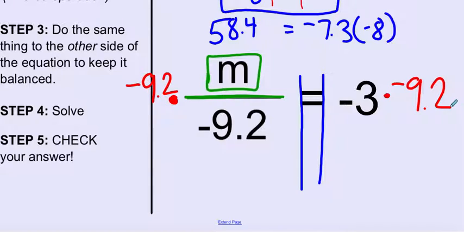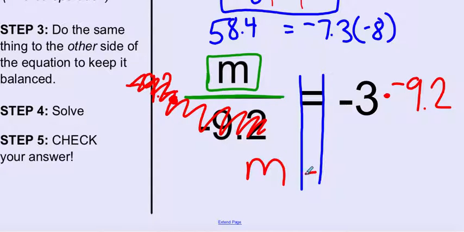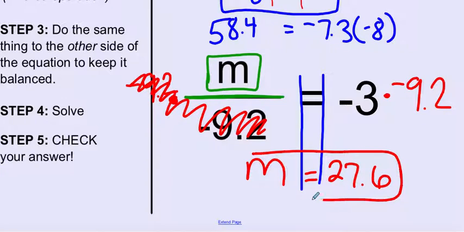These 9.2s actually make that funny 1 as well, but they're kind of angled from each other, so it makes it a little bit more difficult to draw it. All I'm left with over here is the m, and I'm going to take negative 3 times negative 9.2. I just don't trust myself today. And I'm going to get 27.6. It's a positive because a negative times a negative is a positive.